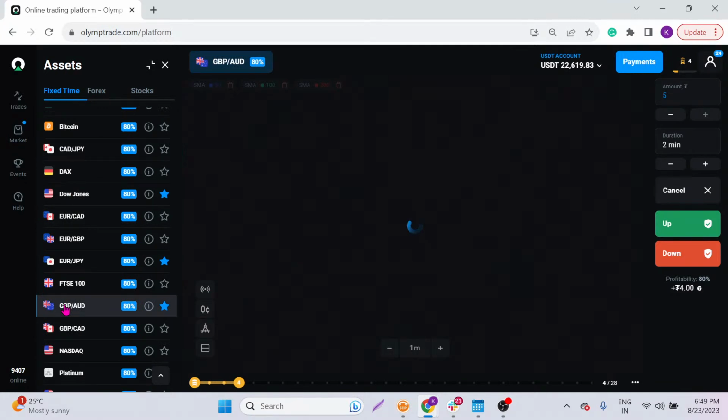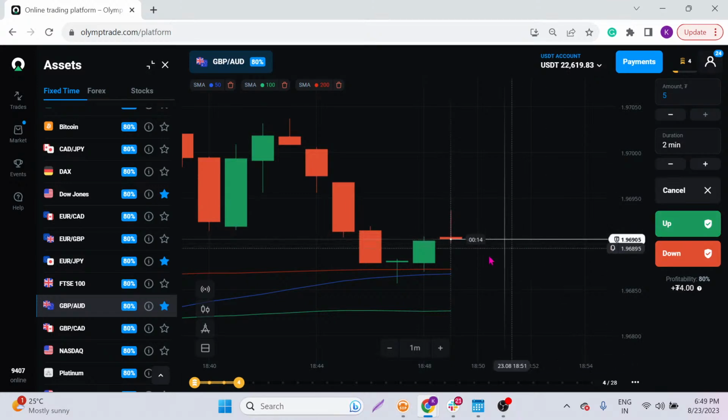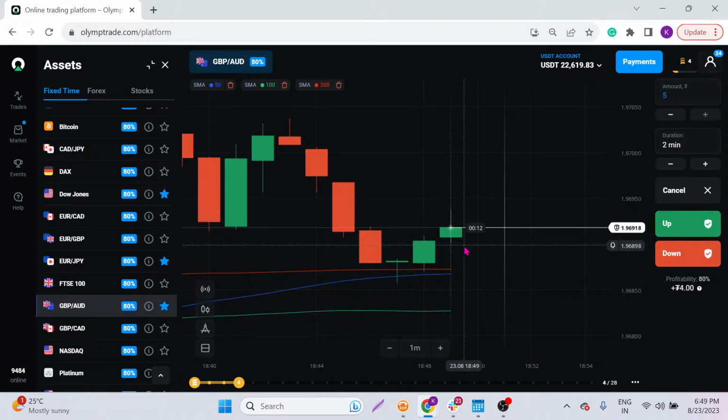We had marked GBP AUD. Okay, here we see what happened? It closed here, it bounced back. So now we see an upward trend. As soon as this candle ends, I will make an upward trade. One thing to remember, do not enter a trade in between the candle. Enter a maximum of 10 to 15 seconds after the candle starts, not later than that.